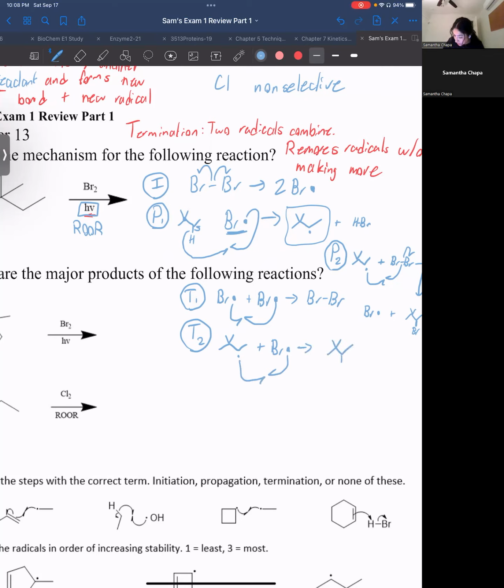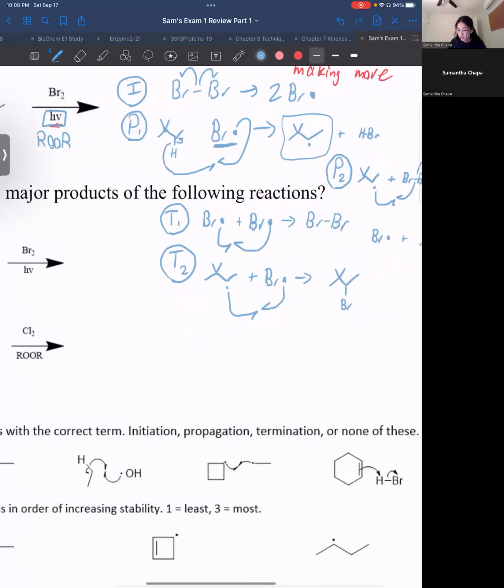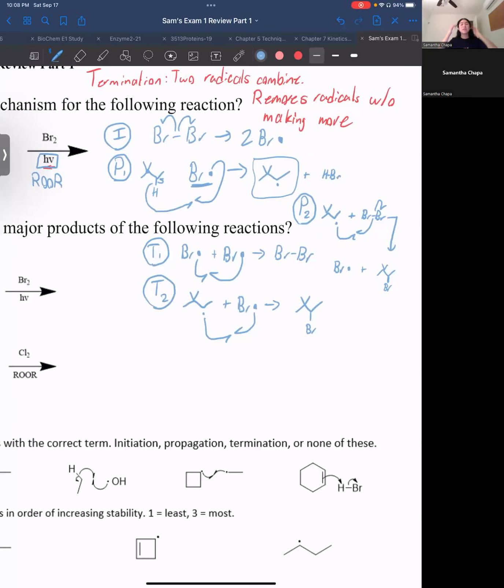And in your products, you no longer have radicals. There you go. Two termination steps will be good. But one thing that you do need to do is your major product. For one of the termination steps, you always have to form your alkyl halide. So make sure that your first termination step was the bromine with bromine. That's good. But if you already formed the bromine and bromine, you have to make sure that your second termination is going to form your alkyl halide. This one right here. So always make sure to include that somewhere in your termination steps.